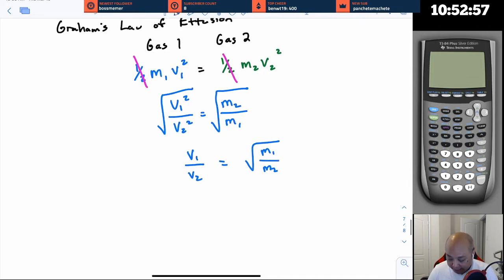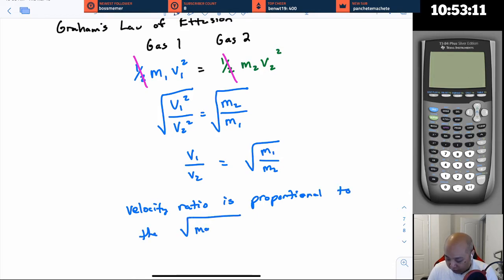And what that is saying is that the velocity ratio is proportional to the square root of the mass ratio. So the bigger the difference between the masses, the bigger the difference between the speed of the particles. Because you're comparing how fast one travels than the other.